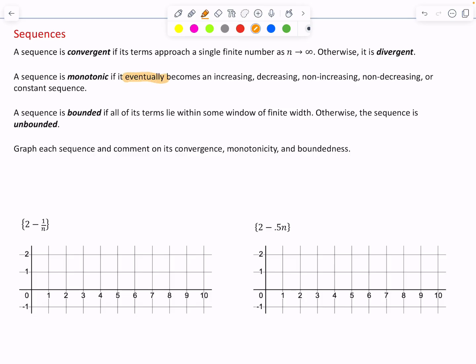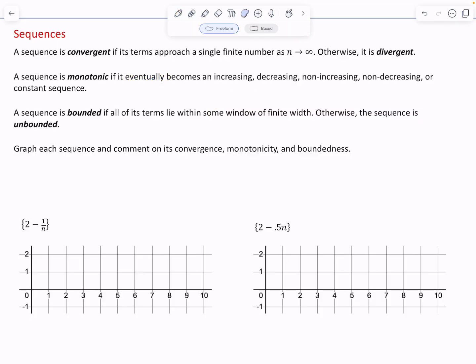A sequence is monotonic if it eventually becomes an increasing, decreasing, non-decreasing, or constant sequence. This word eventually is important because a sequence can maybe initially be erratic, but as long as it eventually settles into some sort of monotonic pattern, such as a sequence that's increasing, from this point on, we will still say that this entire sequence is monotonic.